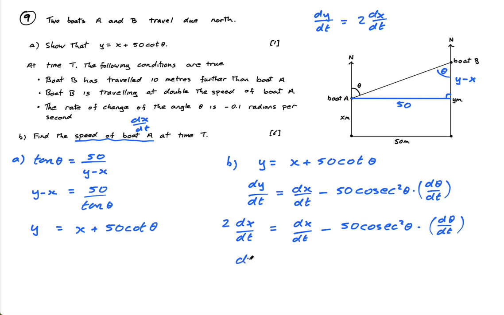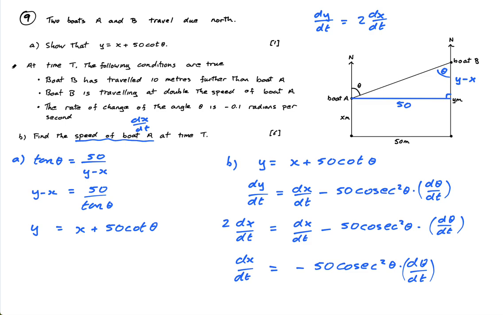Subtract dx dt from both sides. 2 dx dt minus 1 dx dt is 1 dx dt equals minus 50 cosec squared theta times d theta dt. Now, this is what we're trying to find, but at time t, we do know d theta dt, it's minus 0.1. What we don't know is cosec squared theta. We don't know what theta is.